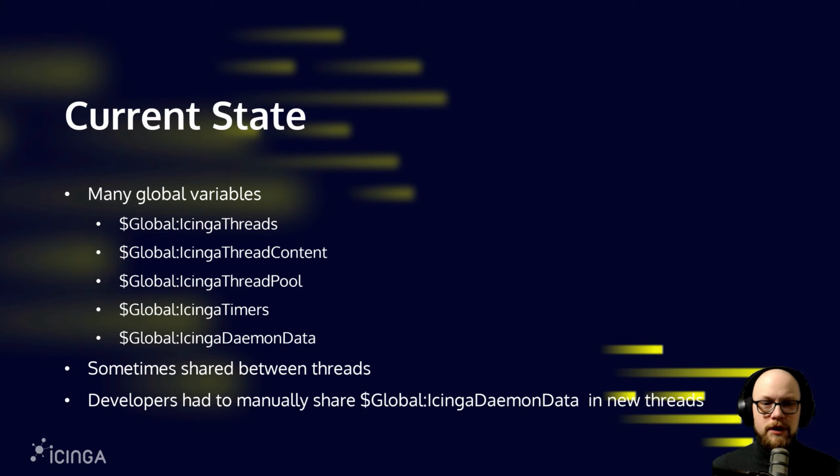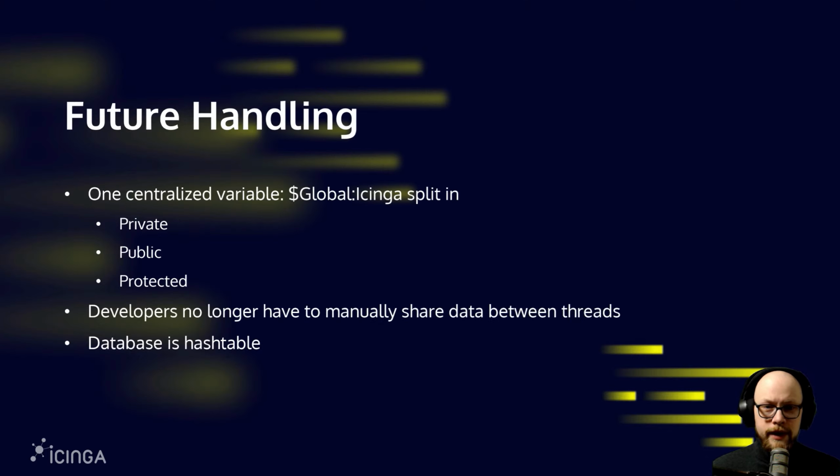And as developer, what you had to do was always sync the global Icinga daemon data variable with all your new threads. So also the developer guide and our module creator tools that we implemented with 1.7.0 always included this part that global Icinga daemon data is present as argument and had to be set. Now, that is no longer required, because we now have one global centralized variable called global Icinga. The variable is split into 3 different areas: private, public, and protected.